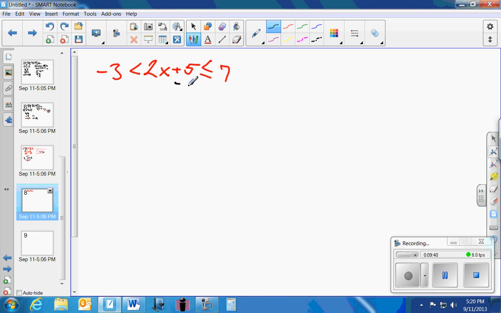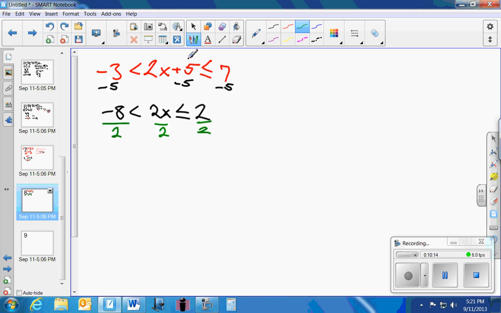I'm going to subtract 5 from the middle. I don't necessarily do it from both sides. I do it from every side, and think about it as this has 3 sides. So I'm going to subtract 5 from here, and I'm going to subtract 5 from 7. That will give me negative 8 is less than 2x, which is less than or equal to 2. Then I'm going to divide by 2, divide by 2, and divide by 2.